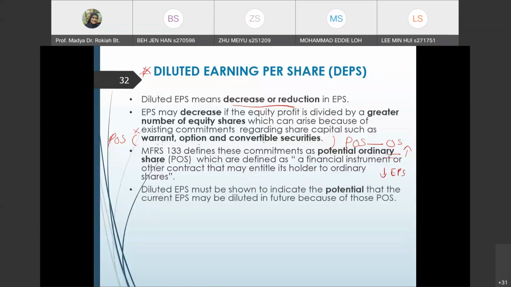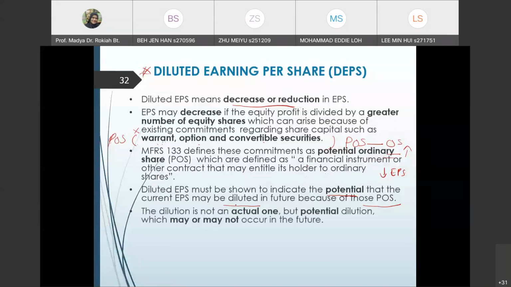The diluted earnings per share must be shown to indicate the potential that the current EPS may be diluted in future because of those POS. It shows what will happen to your earnings per share if all the POS are converted into ordinary shares. This dilution is not an actual one, but only a potential dilution, which may or may not occur in future. But we need to consider this.